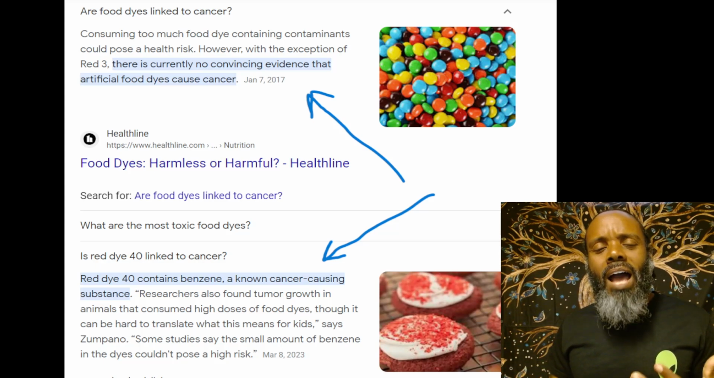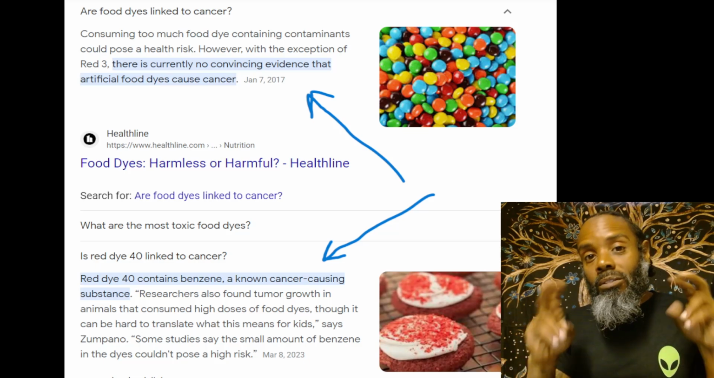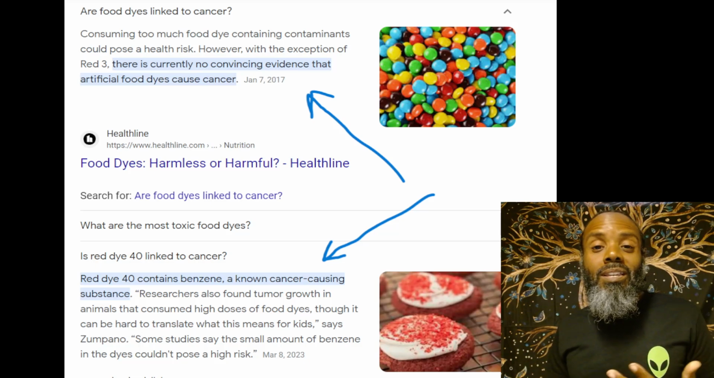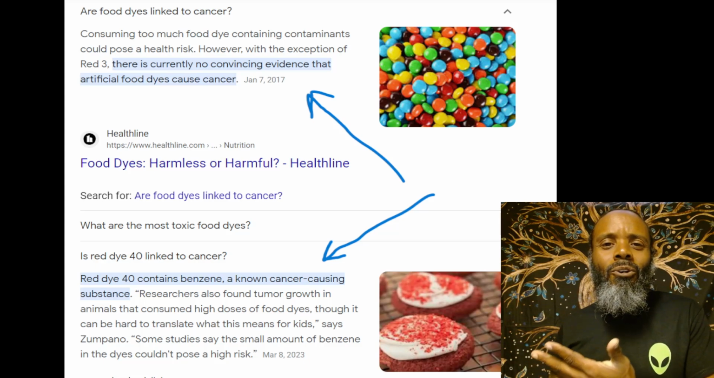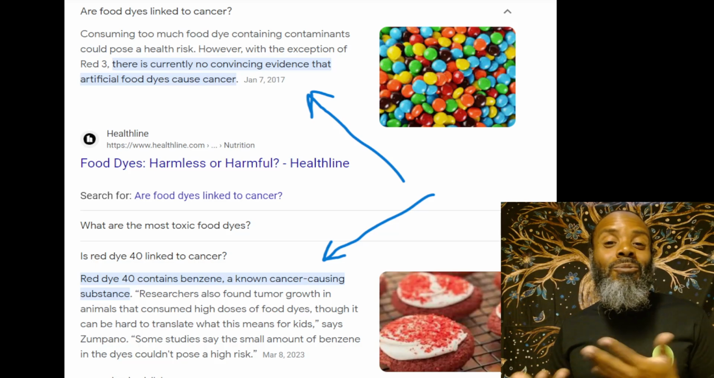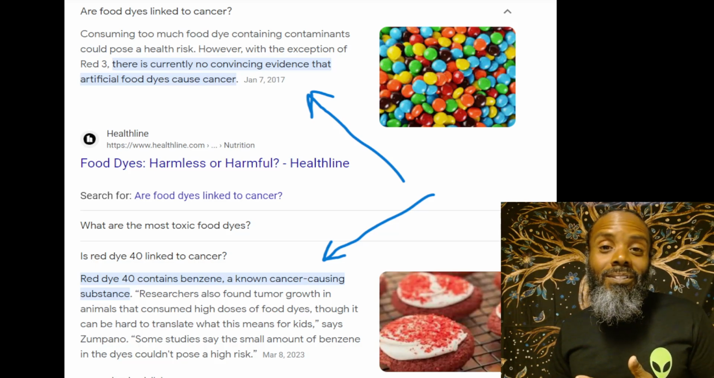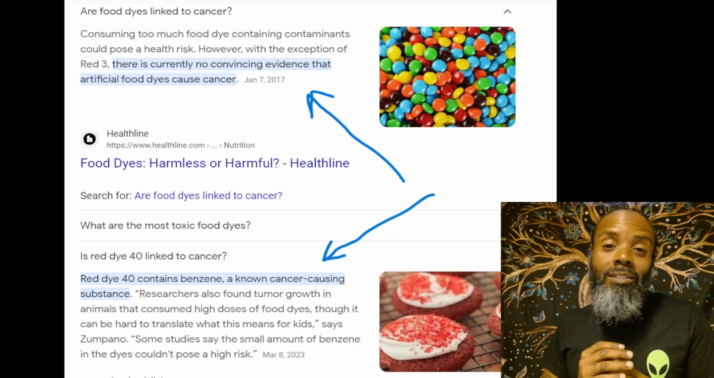It's really interesting. I can show you research where it says a certain food additive or chemical is bad for you. And then I can show you one that says it's good for you. So I just wanted to mention that. I just find it very interesting. And yeah, let's move on.